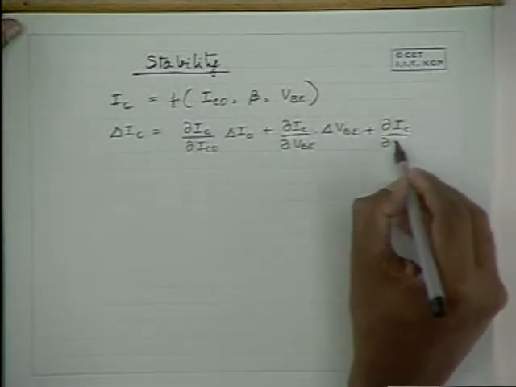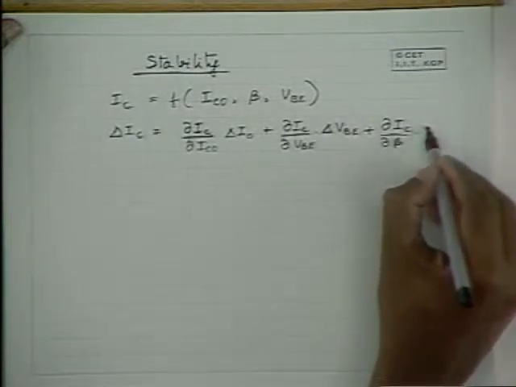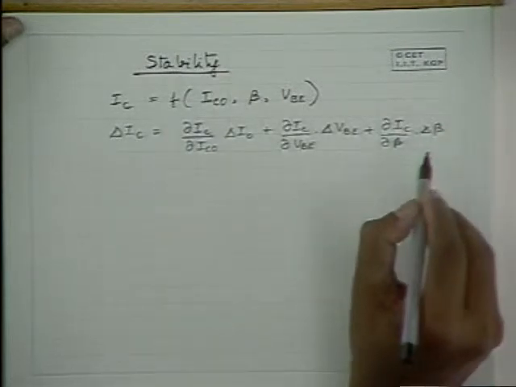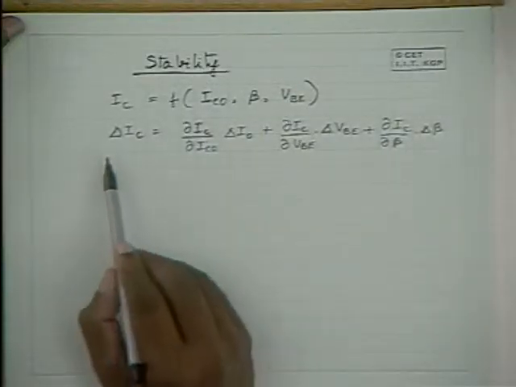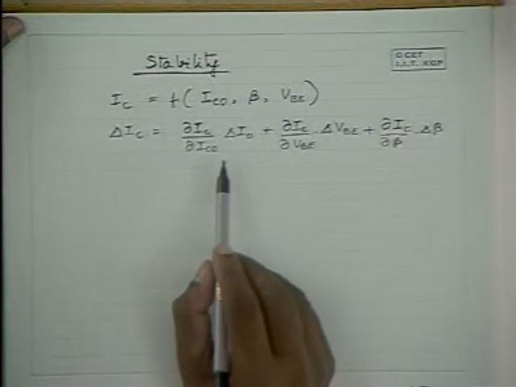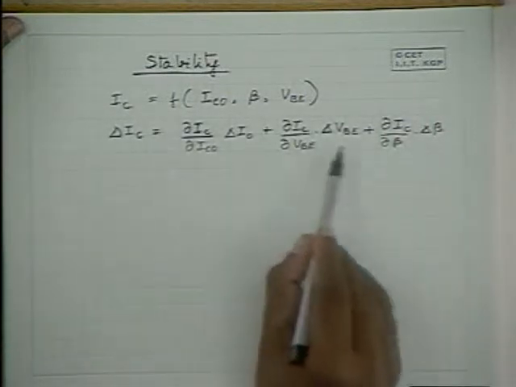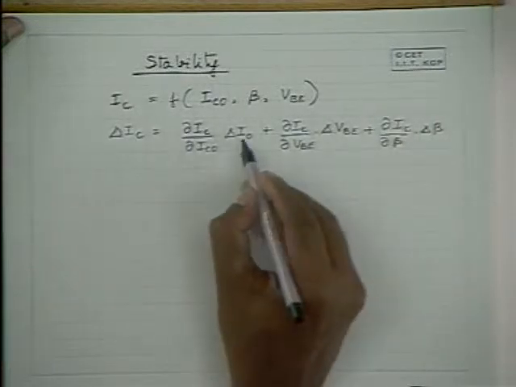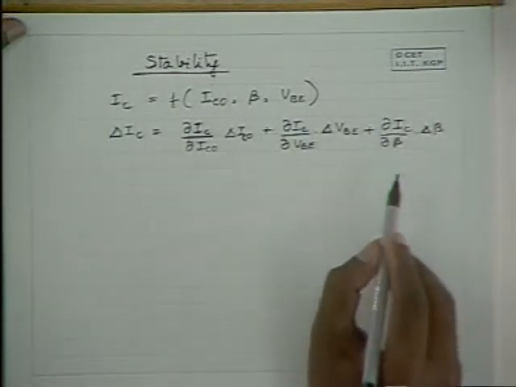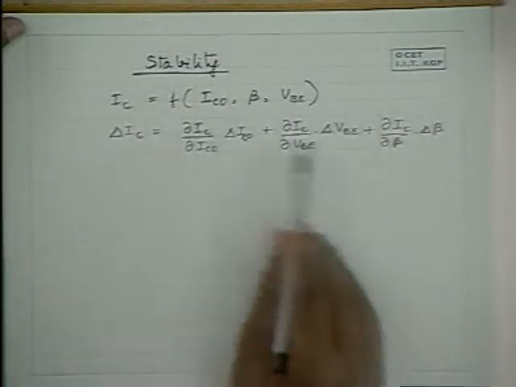current due to change in beta multiplied by the change in beta that has occurred because of changing the transistor from one transistor to another transistor, or it can also be due to a change in temperature, but the change in temperature causing a change in beta is very small. Hence, this represents change in beta because of the change in device. Now, having expressed the change in collector current as a function of the changes in these quantities like IC naught, VBE, and delta beta, we can mathematically express it in this form.